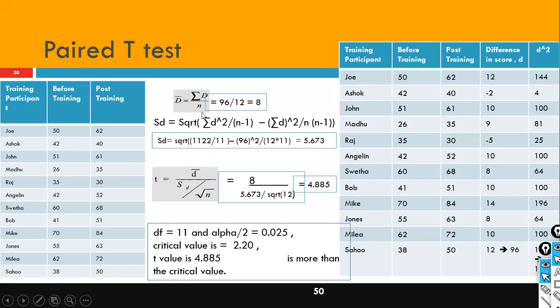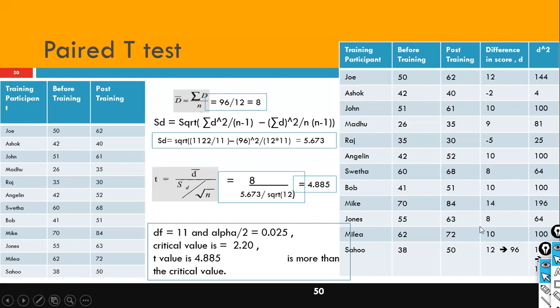If you see, you have D bar. Look here on the right side, I mentioned the same thing. And the difference in score: 62 minus 50 is 12, and 40 minus 42 is minus 2. You are finding out the difference between post training and before training. This is what is called D, and you need to add all these values. You'll get 96 in total. That is the sum of D.